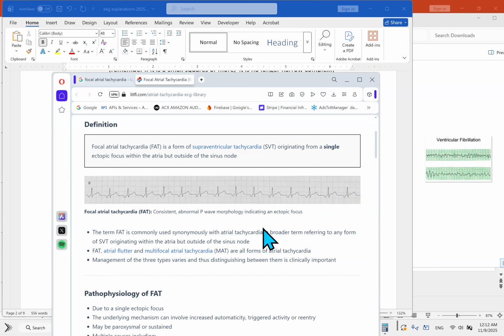Of course, the rhythm has to meet criteria for tachycardia, which is more than 100. P waves look odd, but it's the same P wave that is repeated all through the tracing. Okay, so that's how we can tell it's focal atrial tachycardia.